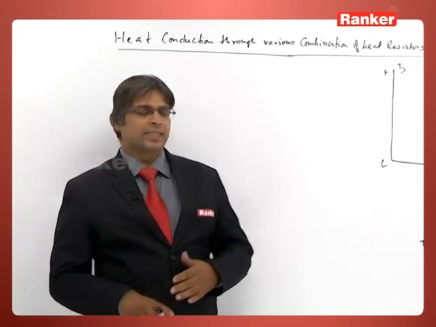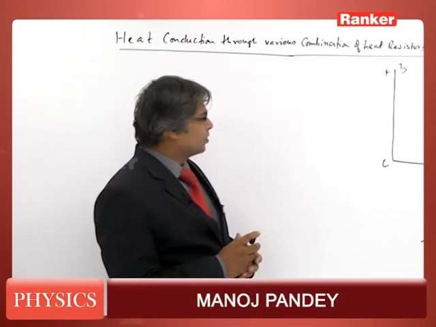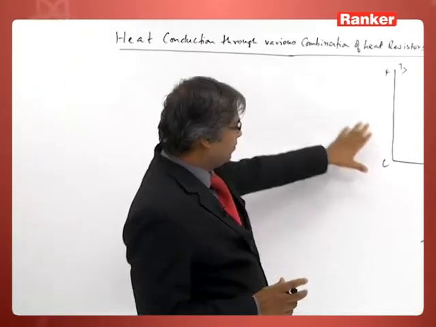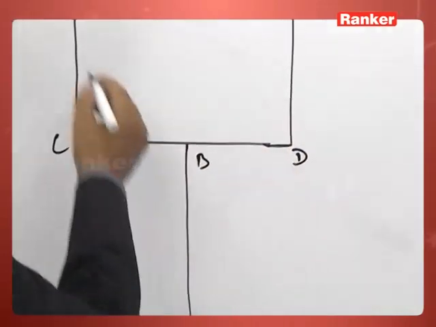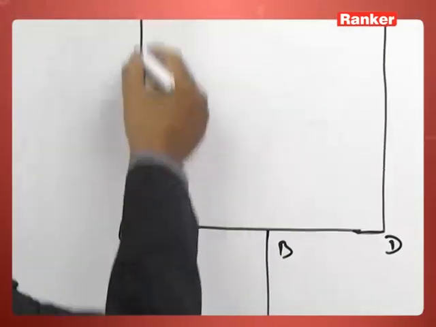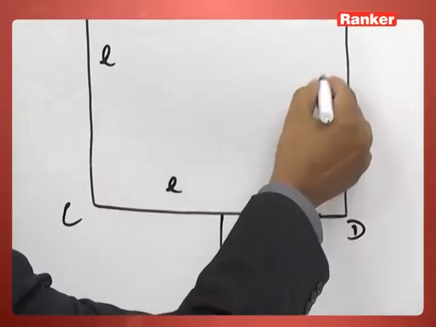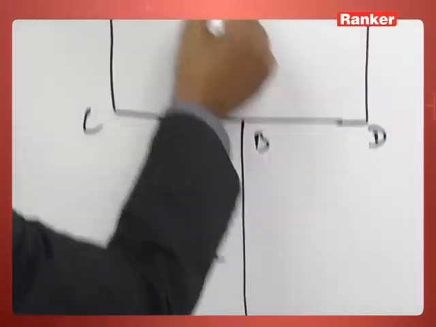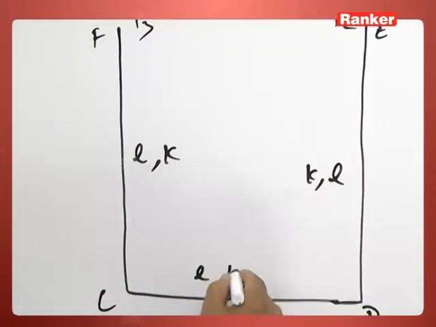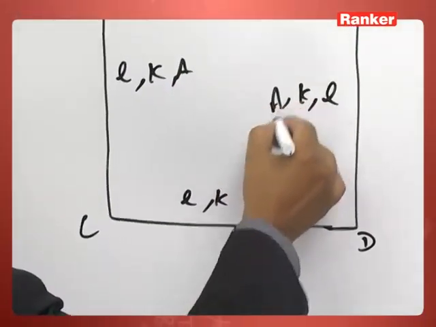Now, let us consider some various combinations of heat resistors. So, here we have a Y configuration. This side is of length L, this is of length L, and this is of length L. All the rods have thermal conductivity K and the same area of cross section A.